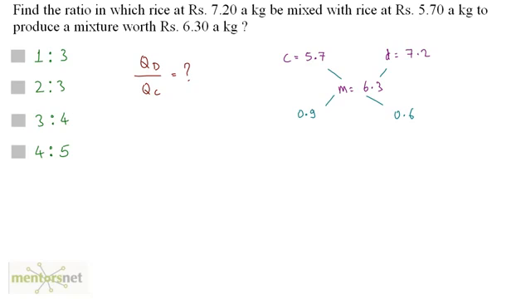So according to the alligation rule, we have QC by QD, that's the ratio of the quantity of cheaper upon the quantity of the costlier, and that's equal to 0.9 divided by 0.6, and that's 9 by 6, and if we divide both the numerator and denominator by 3, we get 3 by 2. So to get QD by QC, we just have to invert this. We take the reciprocal, and that becomes 2 by 3. So 2:3 is the ratio. Option B is the correct answer.